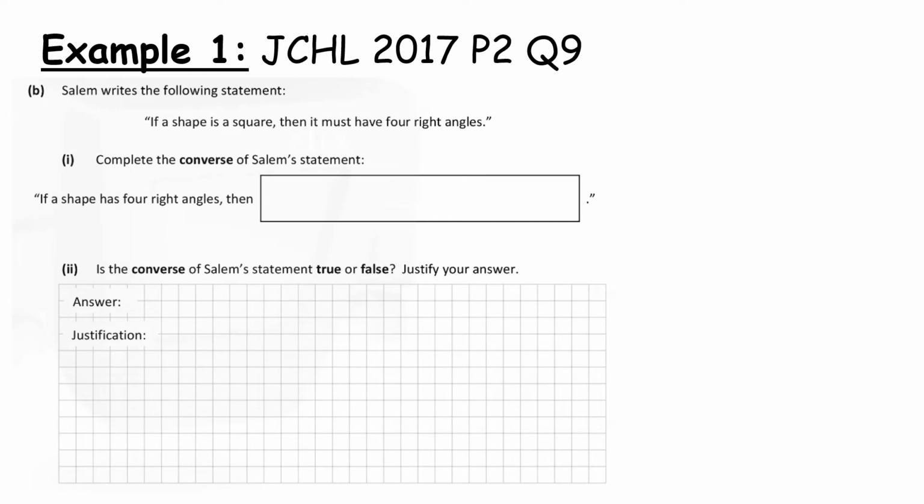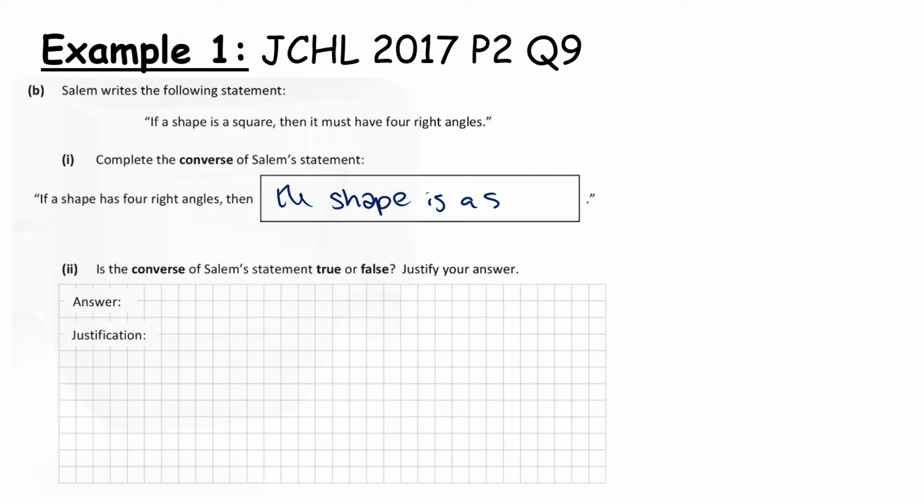So Salem writes the following statement: if a shape is a square, then it must have 4 right angles. Complete the converse of Salem's statement. So the converse is the opposite. So if a shape has 4 right angles, then the shape is a square.